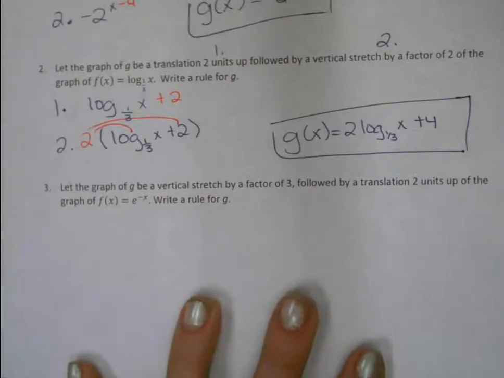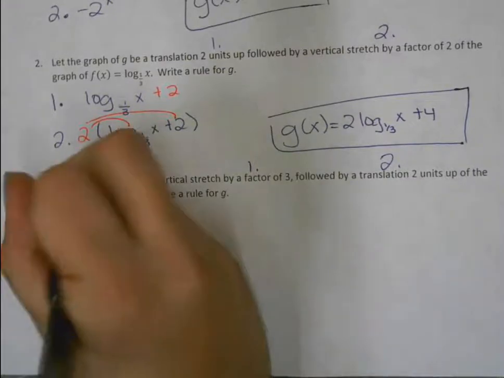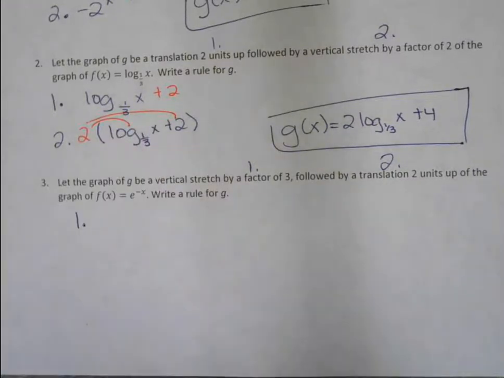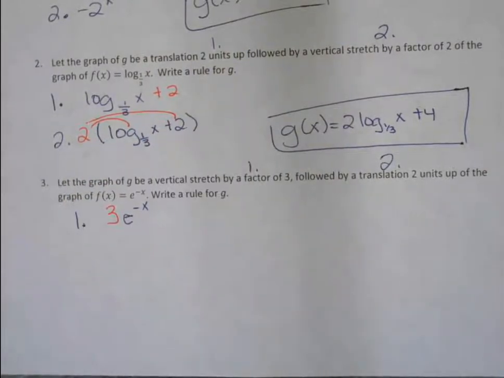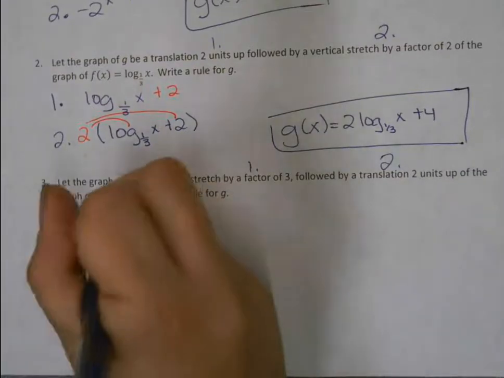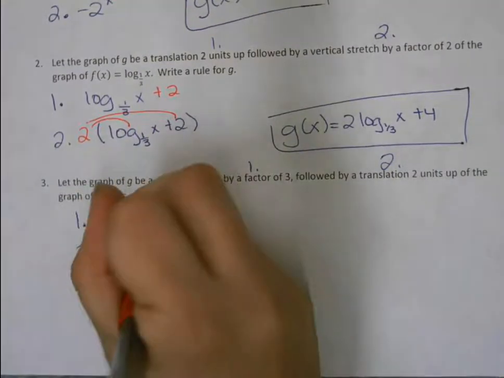Okay, so number 3, this one has a vertical stretch of 3 and a translation 2 units up. So vertical stretch of 3 does what? Outside. Okay, so that doesn't change too much. And then 2 units up goes where? Exponent or at the end? Plus or minus? Plus, because up and down stay the same sign.